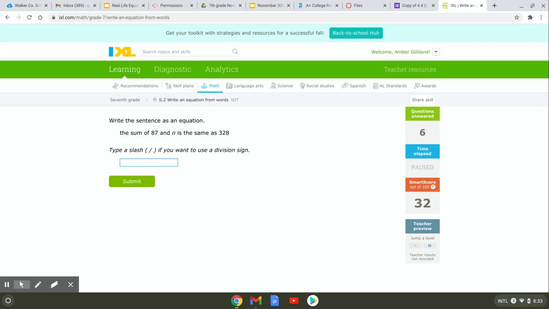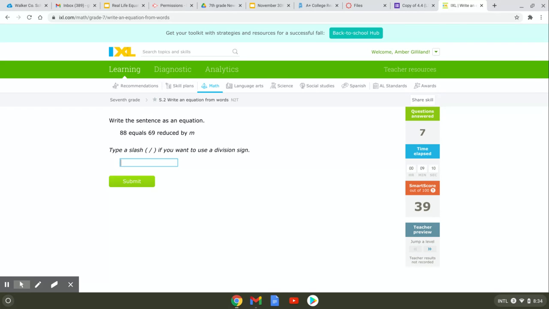Write a sentence as an equation. The sum of 87 and n is the same as 328. So you're going to write 87, and you know sum means that you're adding, plus n equals 328. Make sure that you leave it touching, and make sure that you write it with an equal sign and a total. So the sum of 87 and n, so that's 87 plus n, is the same or is equal to 328.